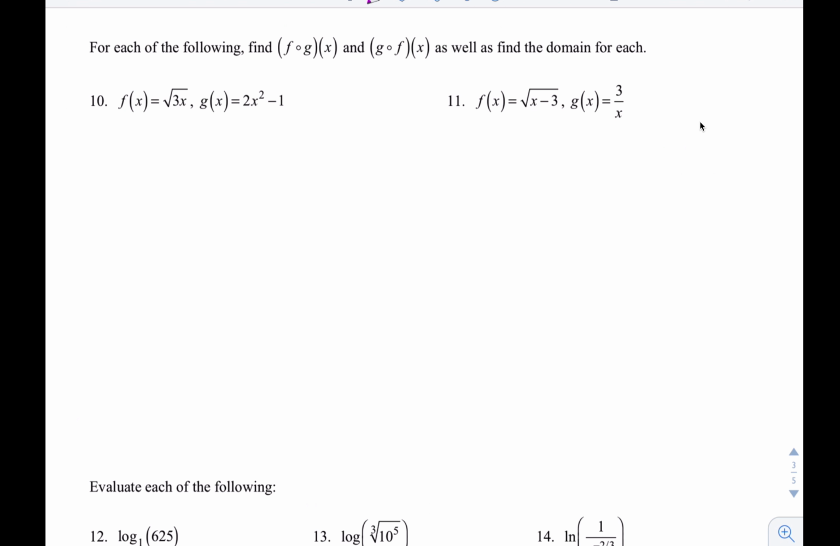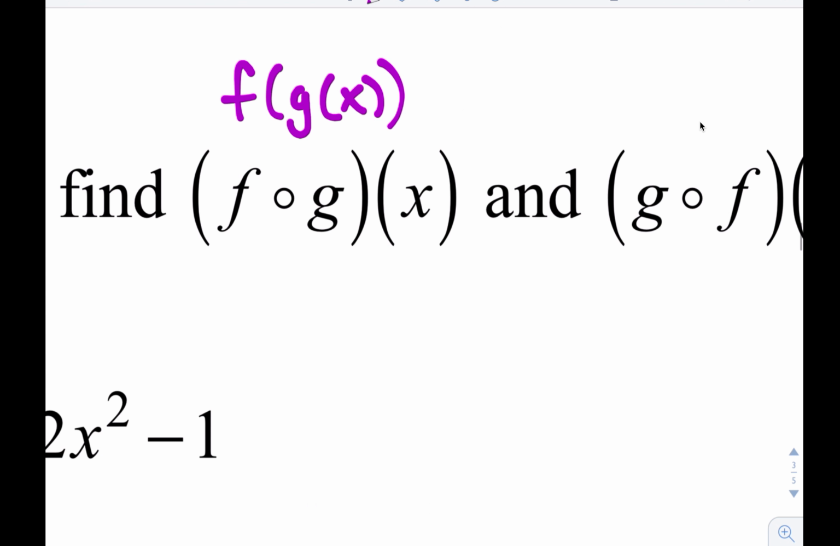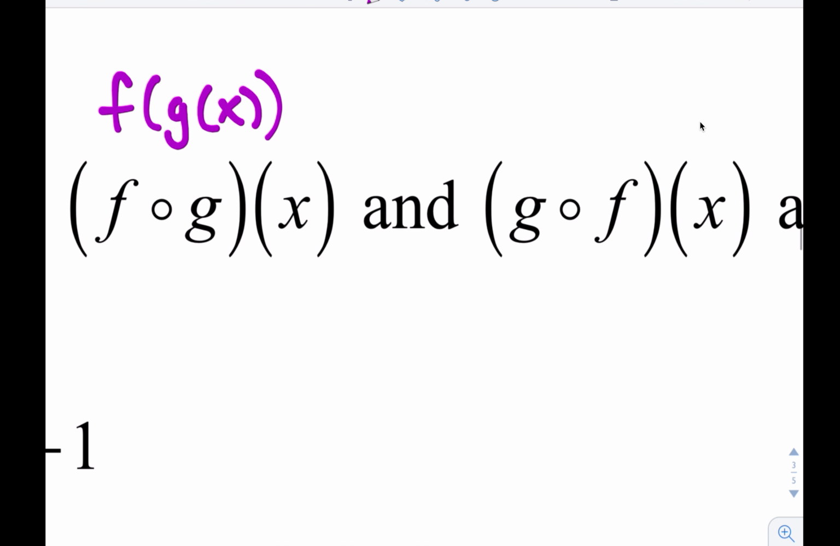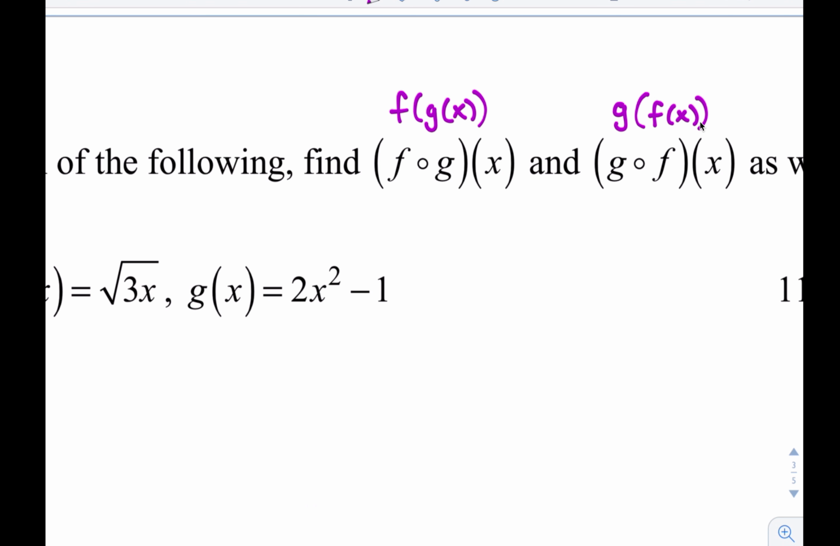Okay, moving on to number 10 and 11. So they're asking you to find f of g of x and g of f of x, as well as find the domain for each. Okay, so f of g of x, and then g of f of x. All right, so the first one that I'm going to do is going to be f of g of x.